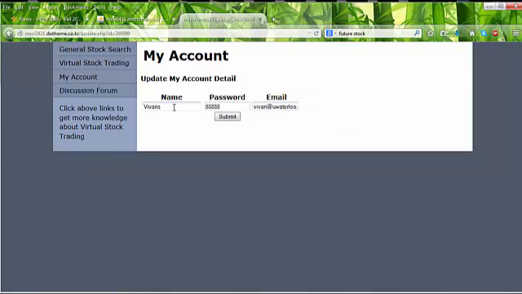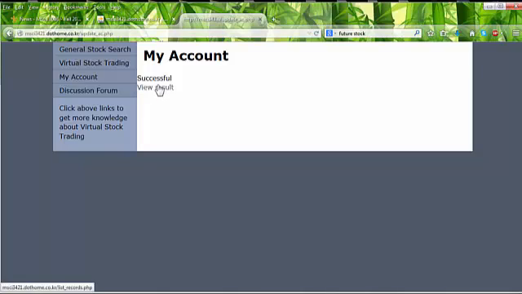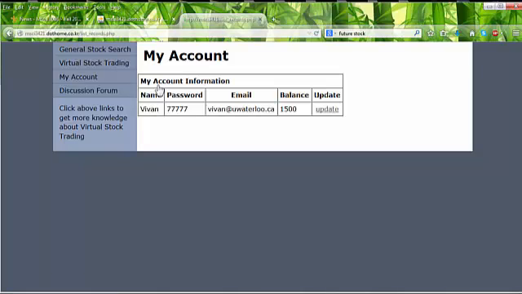If she clicks update, she can update her name, say Vivian, and change her password to 7777, and let's submit this. The changes have been completed. Let's see if it actually changed. Okay, we can see the updated result here, Vivian, and the new password. That's all about My Account.